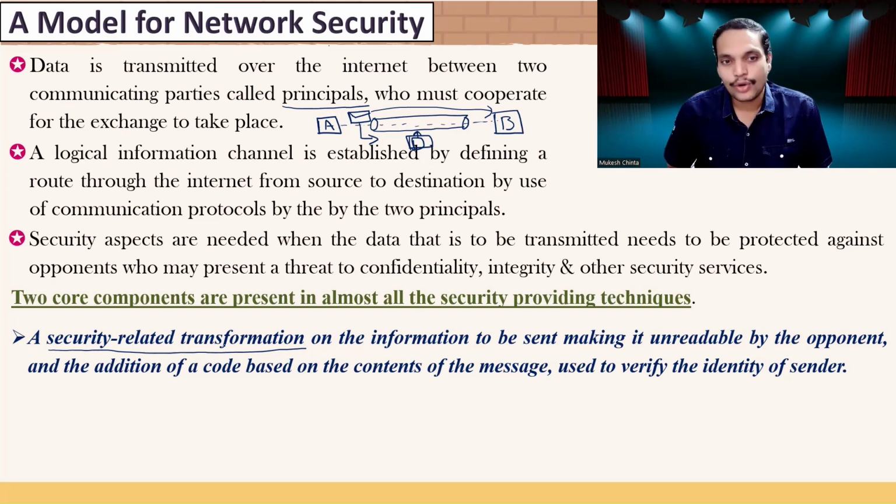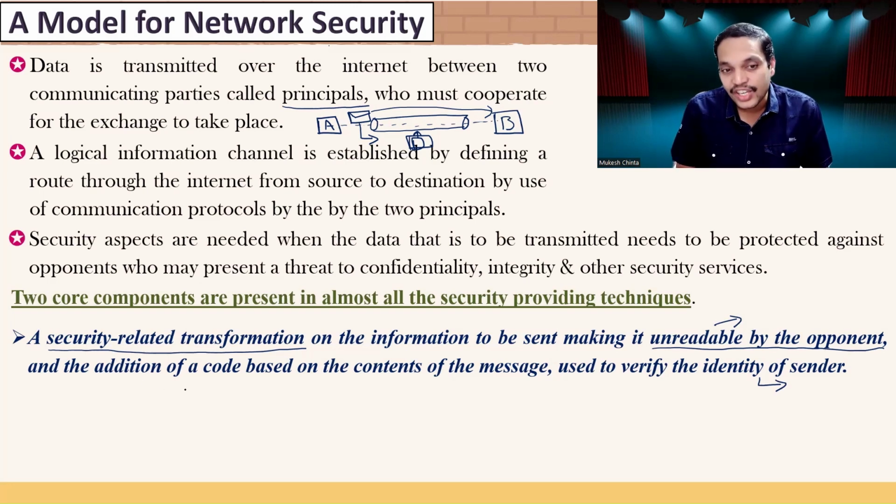So the security related transformation on the information to be sent, making it unreadable by the opponent, is one part, which ensures confidentiality. And the addition of a code based on the contents of the message, used to verify the identity of the sender, ensures the authenticity of the sender. Because A not only should be assured that this message is not read by anyone, but also B should be assured that this message in fact came from A.